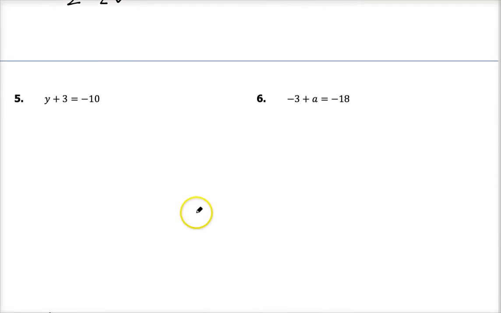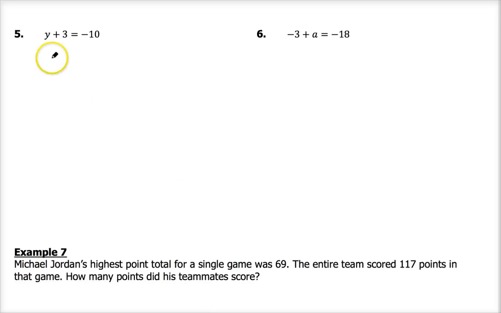Okay, going to the back side, number 5, we have y plus 3 equals negative 10. So I see addition on the left side of the equation with the variable, so I need to use subtraction to undo that. So we'll be subtracting 3 from the left side and also subtracting 3 from the right side. So on the left side, my 3 and my negative 3 cancel. I get y equals negative 10 minus 3, remember your integer rules, is going to be negative 13. So y equals negative 13.